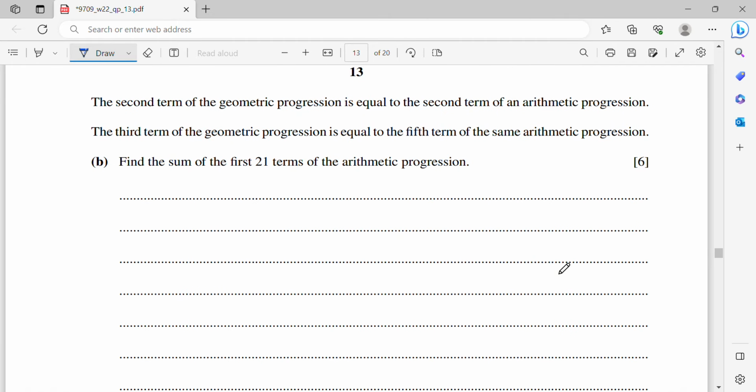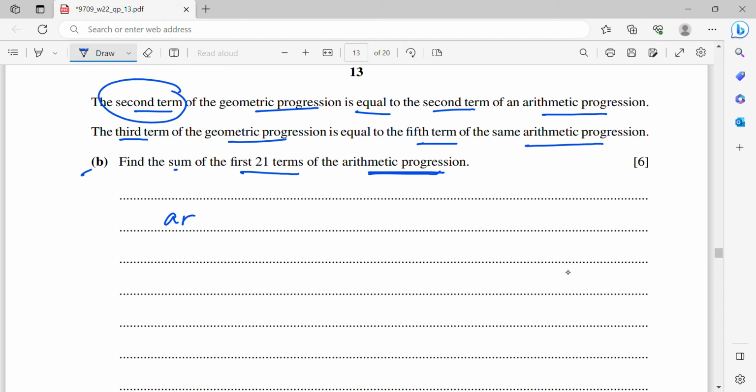Okay, now B. The second term of the geometric progression is equal to the second term of the arithmetic progression. Alright, so now the third term of the geometric progression is equal to the fifth term of the same arithmetic progression. Now B, find the sum of the first 21 terms of the arithmetic progression. So now for the geometric progression, if it is the second term, the formula is going to be AR, which equals the second term of the arithmetic progression. The second term of the arithmetic progression is A plus D.